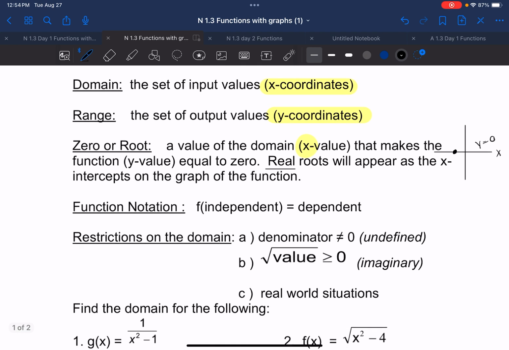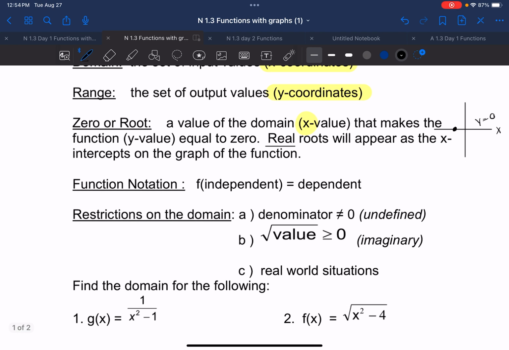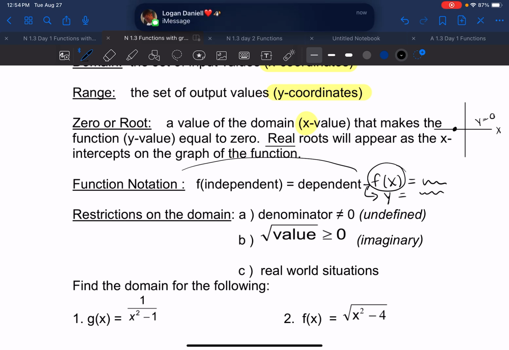We also have what's called function notation, which is f of your independent equals your dependent. So typically our independent is x and our dependent is y. So you most often are going to see this written as f of x is equal to some function. Basically, f of x and y equaling some function can be used interchangeably, but this one is what we call function notation.